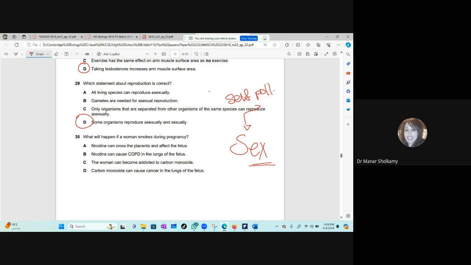But let's answer this question. Nicotine can cross the placenta and affect the fetus. The woman can become addicted, and carbon monoxide causes damage in the lungs of the fetus. Yes, it can cross the placenta.